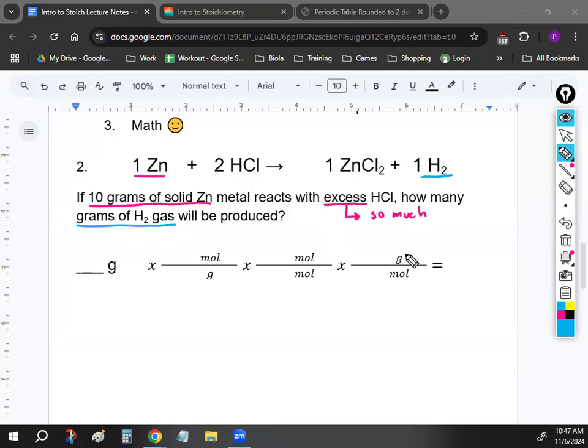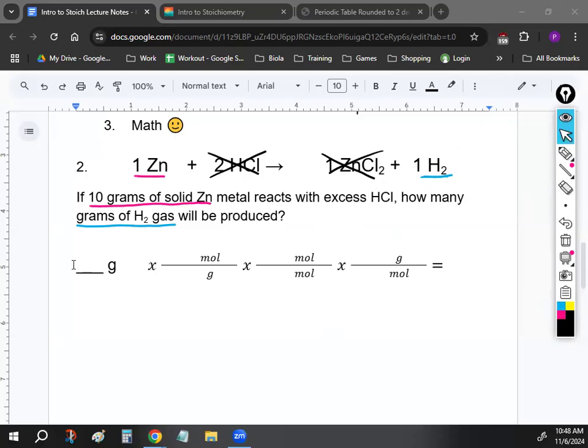That makes sense? Okay, so we start with 10 grams of zinc, and we're trying to find H2. That's why these 2 are the important chemicals. So going forward, we don't need to worry about HCl, and we don't need to worry about ZnCl2. We're not thinking about those now. We're just looking at these 2. Okay? All right, so let's do the math.